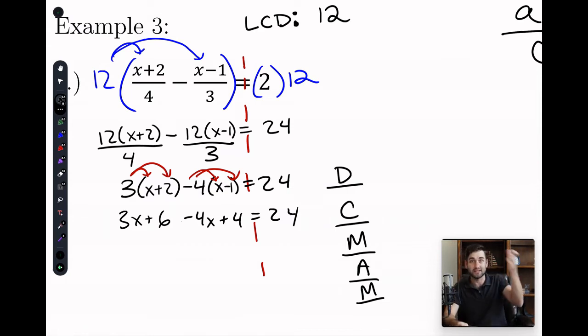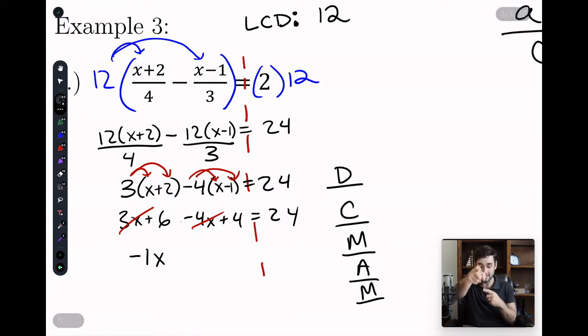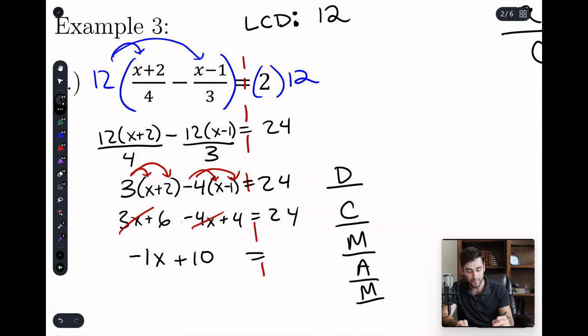So I see a 3x and a 4x that need to get mashed together. If I have 3 cookies and you steal 4 of them, guess what? I'm left with negative 1 cookie. If I have 3 x's and you steal 4 x's, I'm left with negative 1x. And 6 plus 4 turns into 10 equals 24. Nothing to combine on that side.